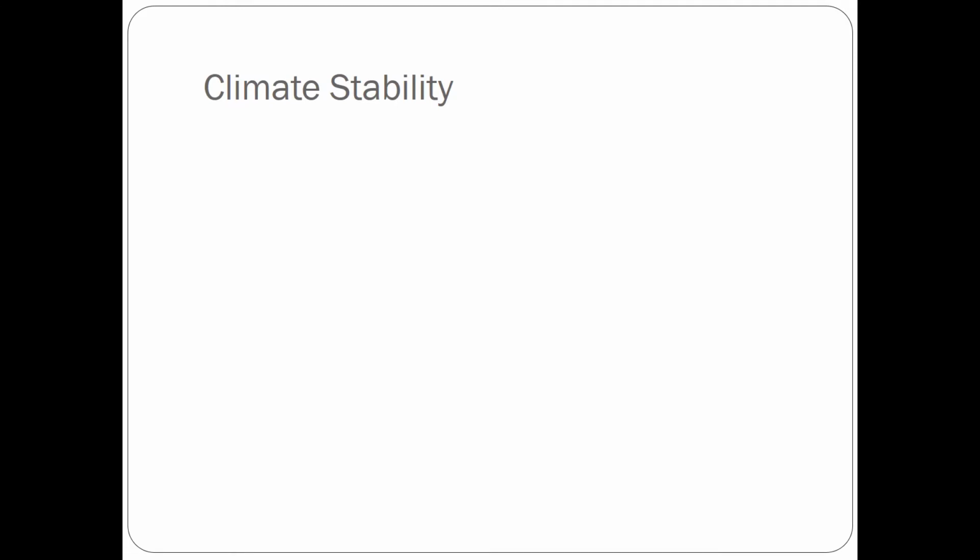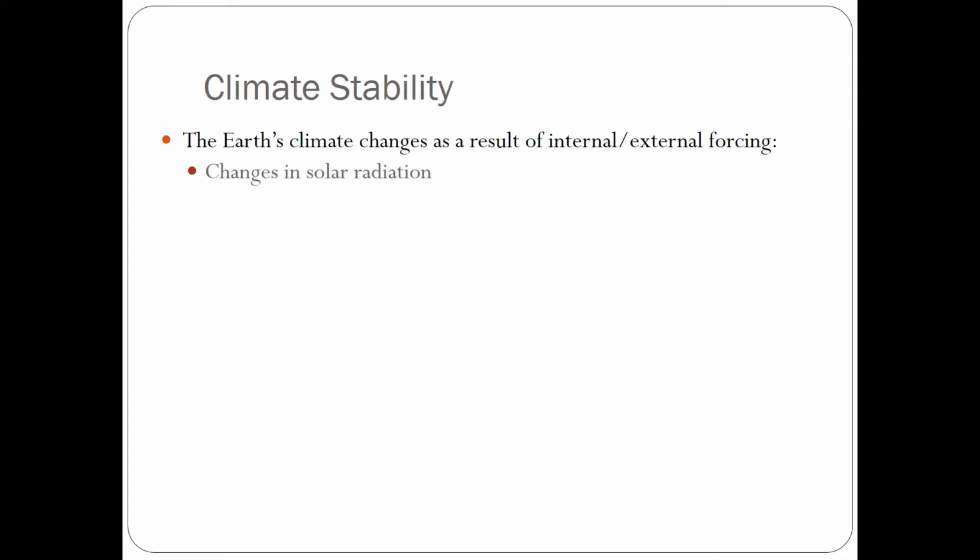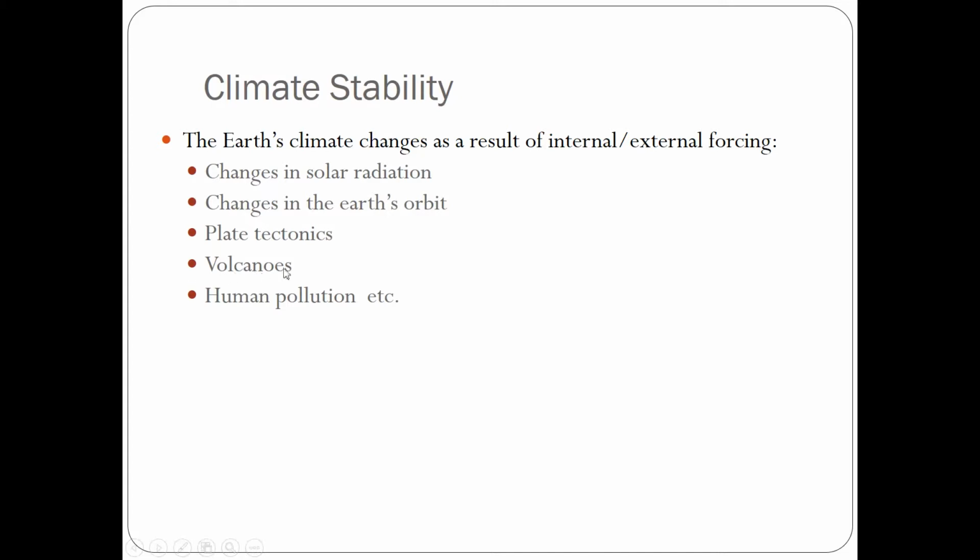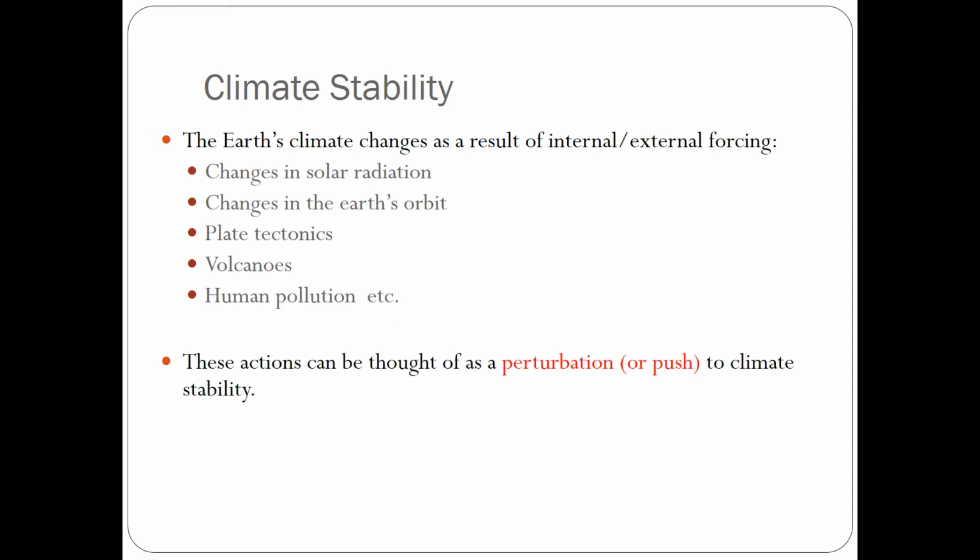Now, this all has to deal with external and internal forcings. These are the nudge. And then we're going to talk about what happens once you nudge it. Some of the forcings are changes in solar radiation, changes in the Earth's orbit, plate tectonics, volcanoes, and then what we do. So these first four are the natural causes. This one down here is the man-made cause.